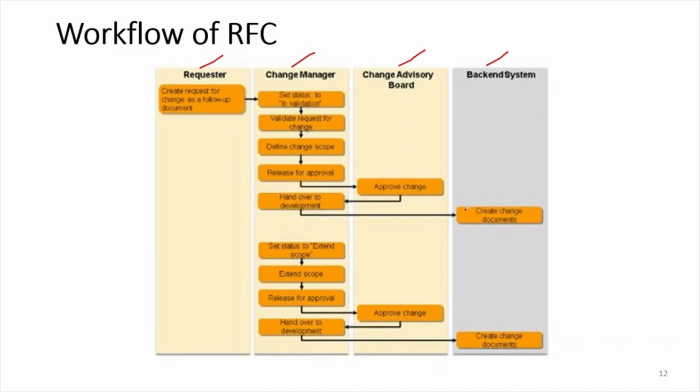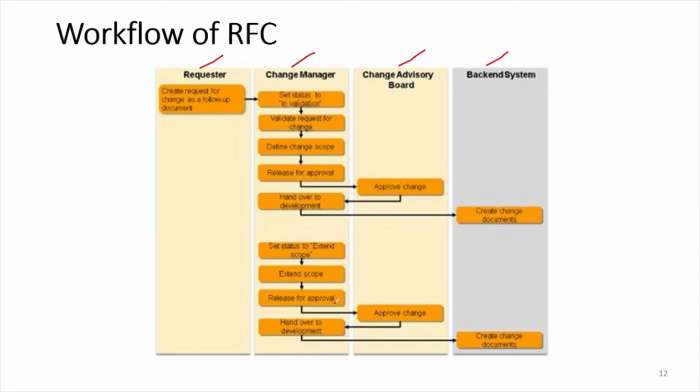Then automatically the change document numbers will be generated and the change documents will be created, and this will happen automatically at the backend. Then the status will be set to extend scope if needed. If there is a need to add more change documents to a particular request for change, then the status will be set to extend scope by the change manager, and then it is released for approval again, because we have added more change documents, so they need to be approved.